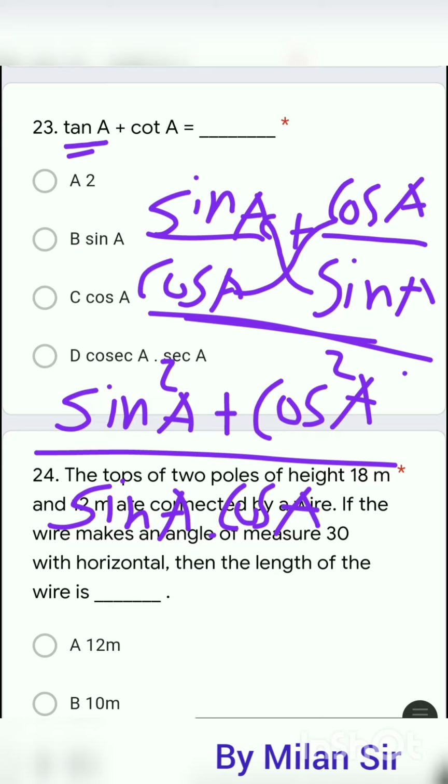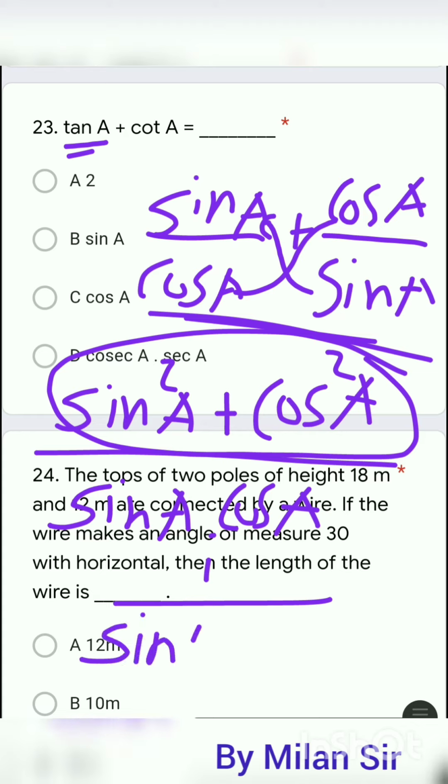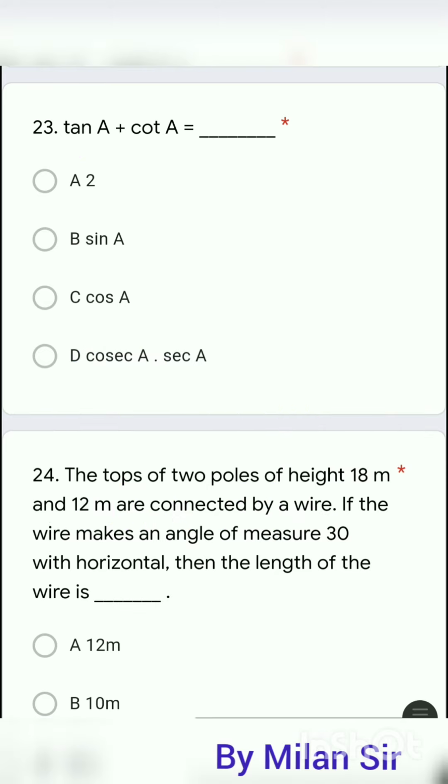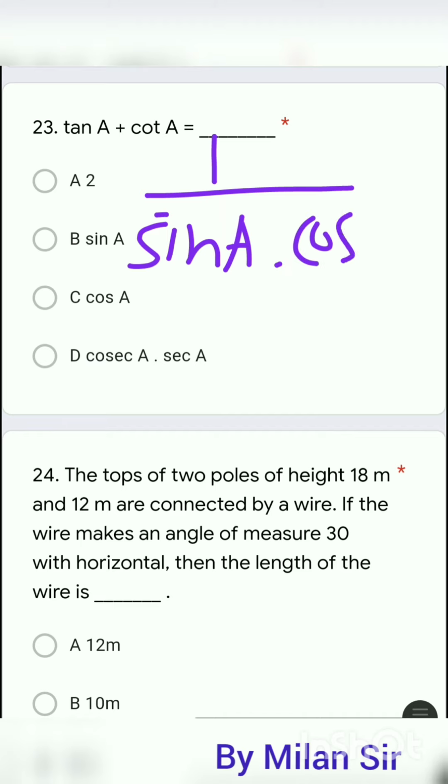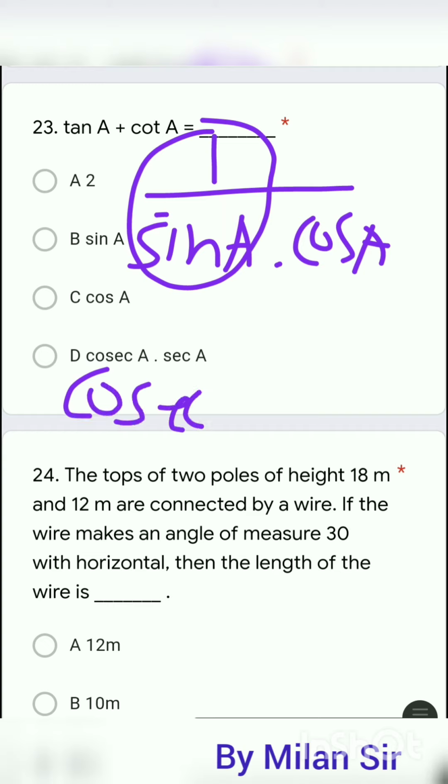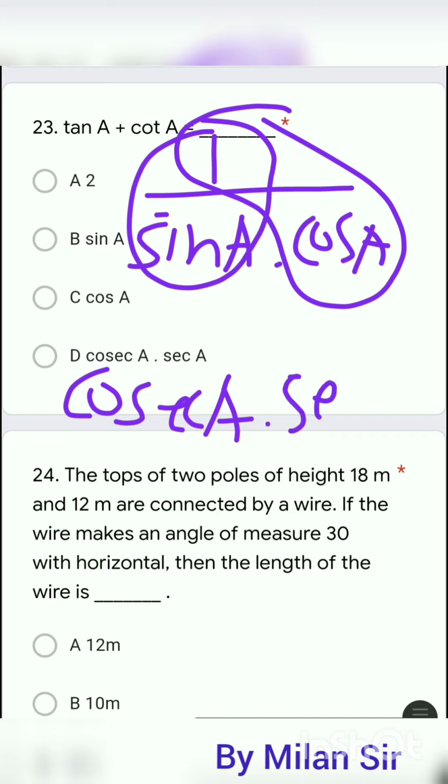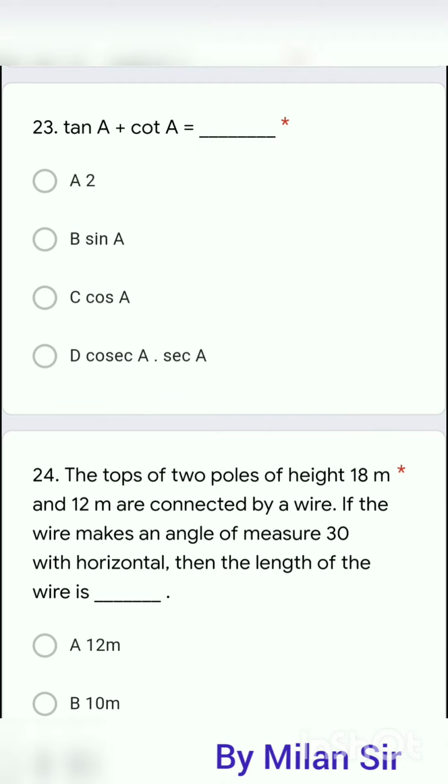Now we know the identity, sin square A plus cos square A is 1. So 1 divided by sin A into cos A, right? We get the answer 1 upon sin A into cos A. Now 1 upon sin A, we can write as cosec A, the inverse function, and 1 upon cos A we can write as sec A. So our answer is cosec A into sec A. So option D is the correct answer, cosec A into sec A.